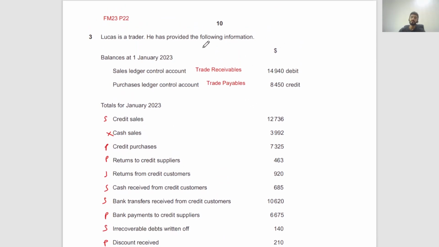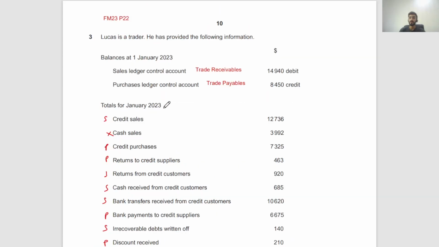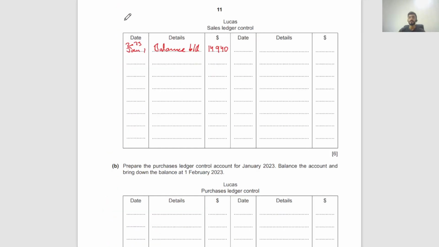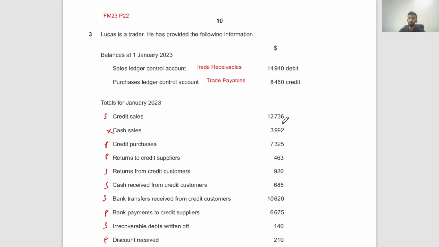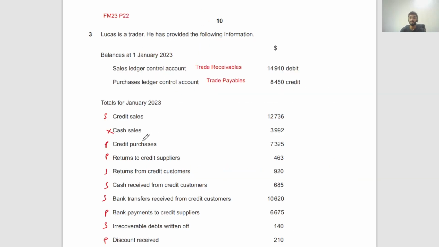Okay, so we've put the opening balance 14,940 on 1st January. What happened during the month is given as follows. We have credit sales, and that will increase your receivables, isn't it? Your sales will increase your receivables. I'm going to put 31st because that happened during the month. Sales will be debited by 12,736. Fine. What else affects your SLCA?